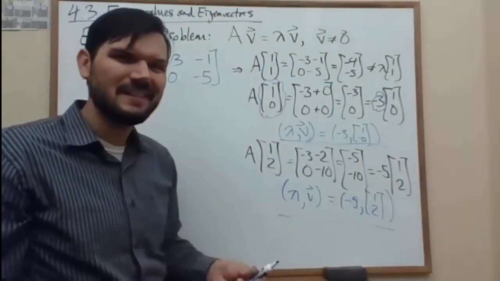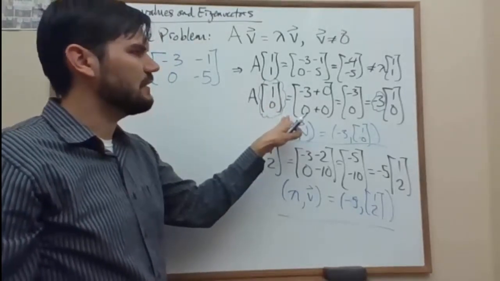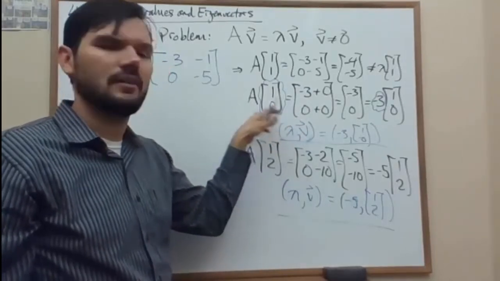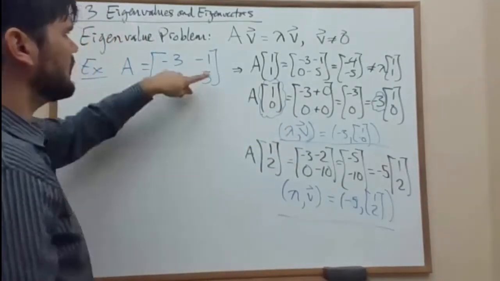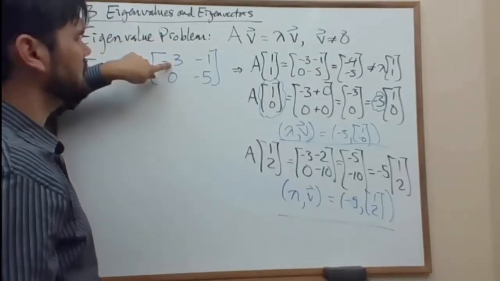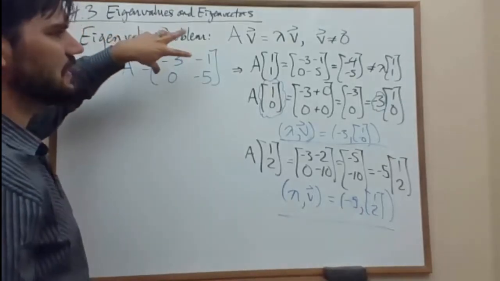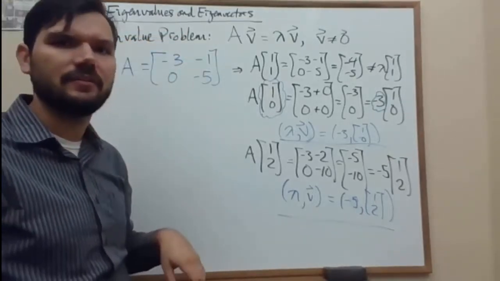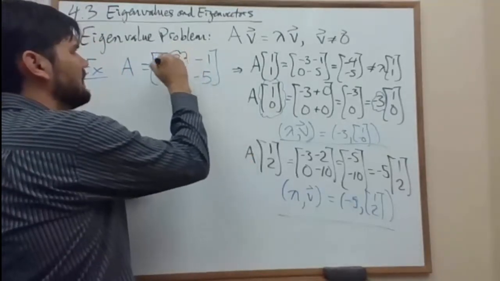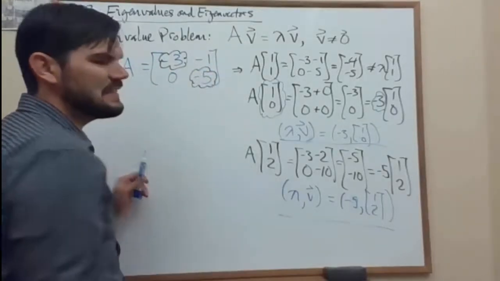One other thing to notice is that I mentioned earlier that I'm taking advantage of the upper triangular structure of the matrix when I chose 1, 0. That's because the 1, 0 only hits this exposed diagonal element and doesn't hit any other term. And so I basically pick off that -3. And you'll notice that -3 is an eigenvalue, and so is -5.